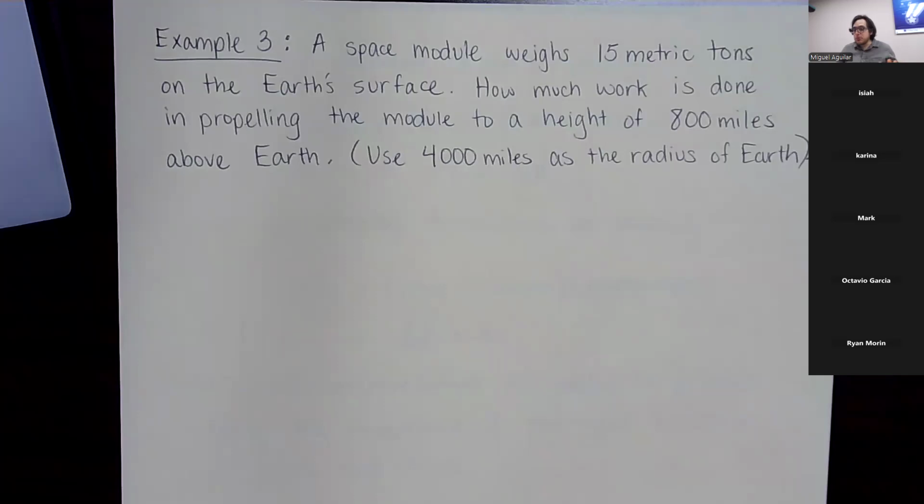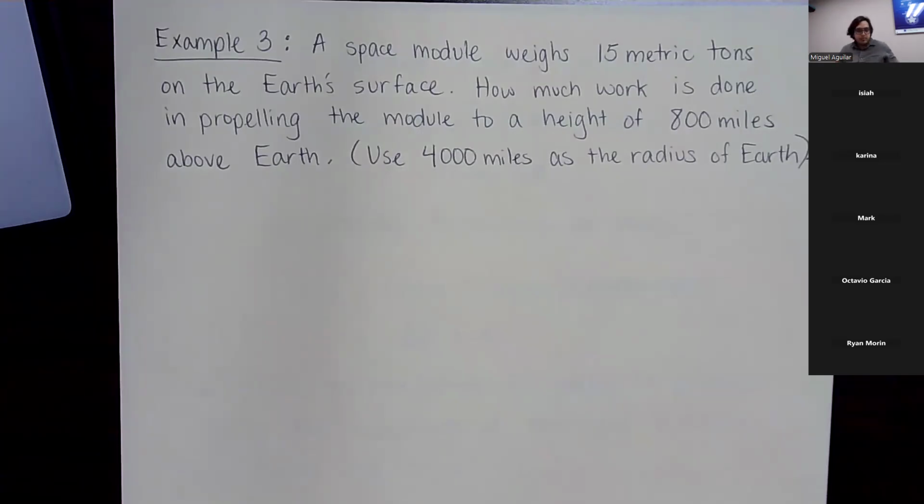But let's read this together. A space module weighs 15 metric tons on the Earth's surface. How much work is done in propelling the module to a height of 800 miles above the Earth? Use 4,000 miles as the radius of the Earth. Okay.